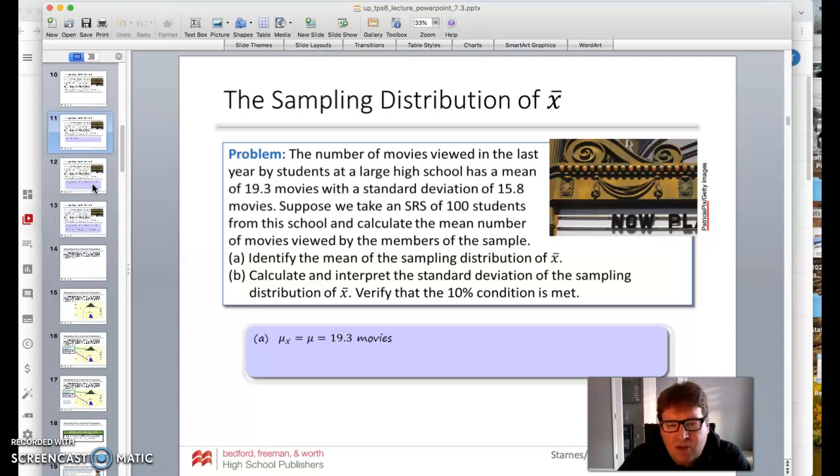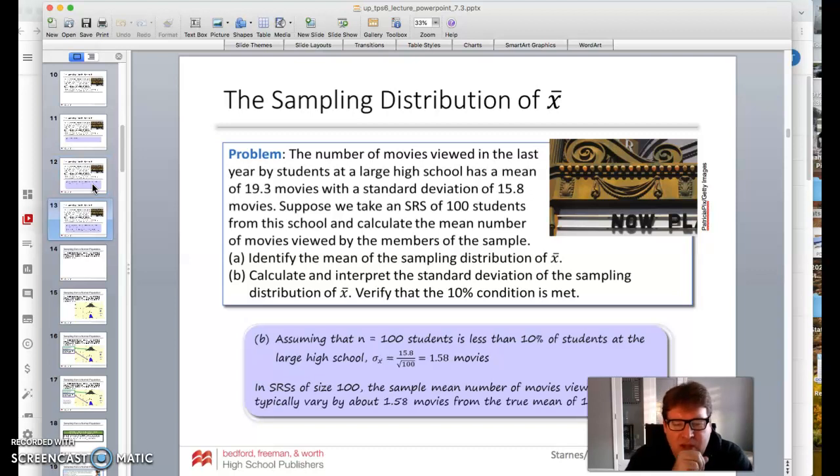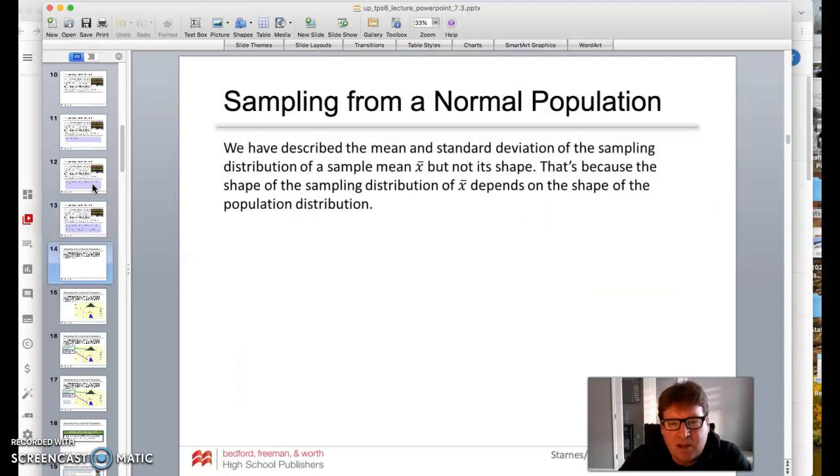Now for the standard deviation, we take the population standard deviation and divide it by the square root of the sample size. The square root of 100 is 10, so 1.58 movies would be that. So again, for a simple random sample of size 100, the sample mean number of movies viewed will typically vary by about 1.58 movies from the true mean, that population mean of 19.3. Let's double check that our 10% condition is met, and it is, of course.